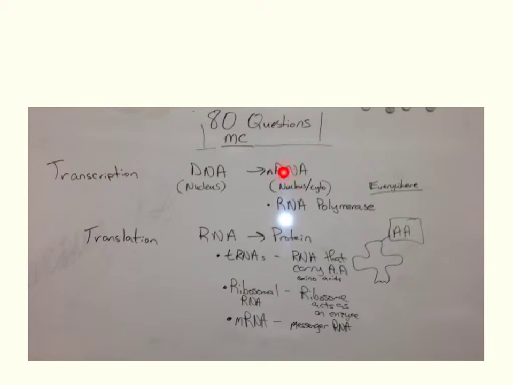The mRNA can be found in the nucleus, and it can also be found in the cytoplasm. If you remember the function of mRNA, it is to take the message from the nucleus to the cytoplasm, where ribosomes can make proteins. And what does a ribosome use to make protein?